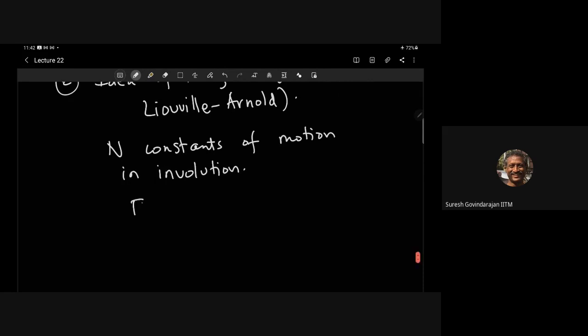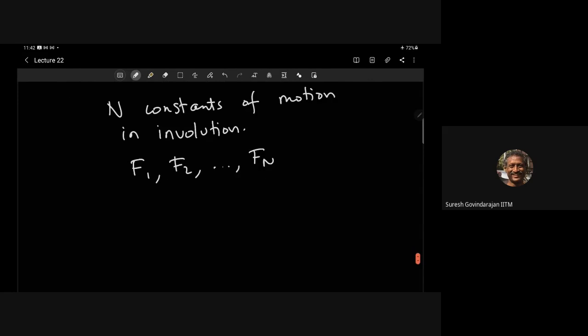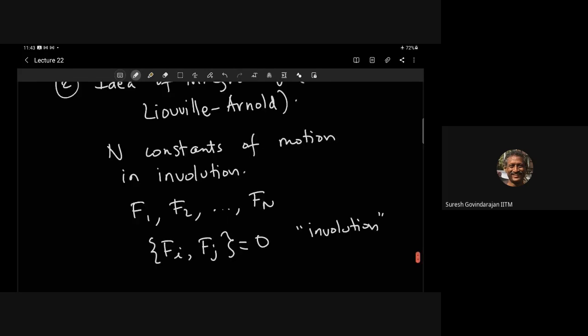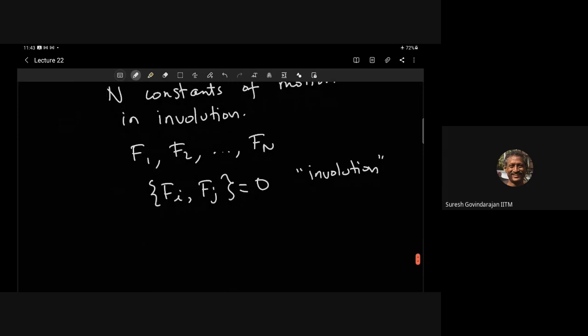You have to find f1, f2, ..., fn of all these variables such that the Poisson bracket of fi and fj is 0. This is involution. And you cannot find more than n for these things. This is intimately related to the action angle variable story, in the sense that these I1, I2 commute with each other. So you say that these are integrable.